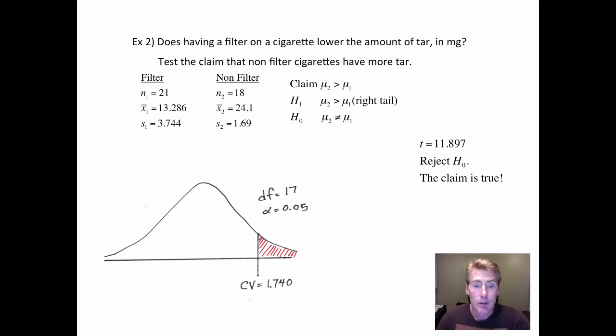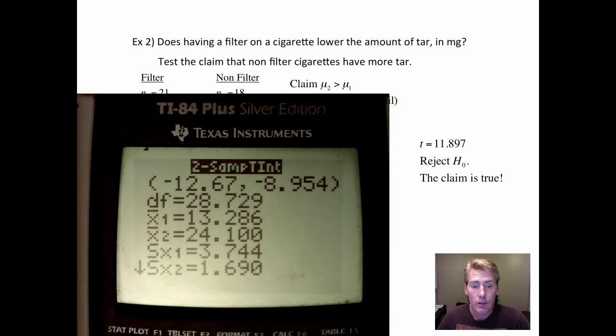Okay, finally, what about the confidence interval? So when you look at the confidence interval, notice that this one is negative and this one is negative. When these two agree, then that means we definitely are proving something. So what this is saying is if there is a filter on the cigarette, there's going to be 8.9 milligrams less, so the negative means less than, or 12.67 milligrams less than compared to a cigarette with no filter on it.